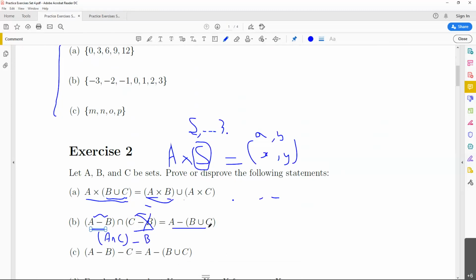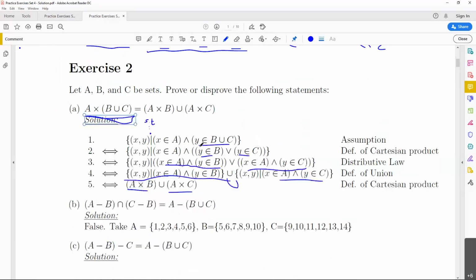Is it the same as A minus B union C? Well, obviously not, right? Because here we're saying, hey, intersect them and then remove B. Here we're saying, hey, remove all of B and all of C from A. So it's not the same. I think the easiest way is just to take a counterexample. So you can check this on your own. Just any counterexample that makes this not work.